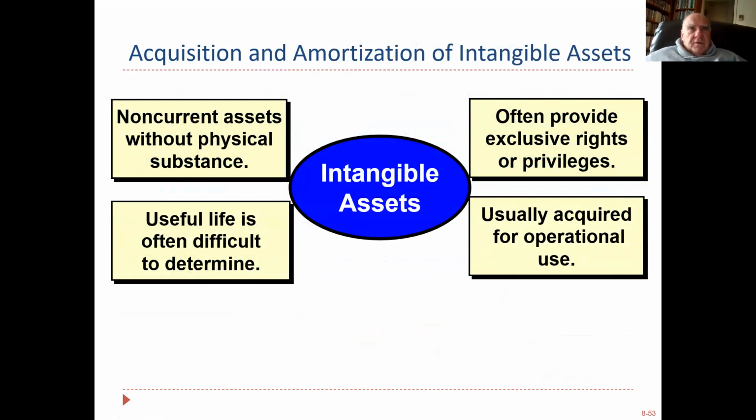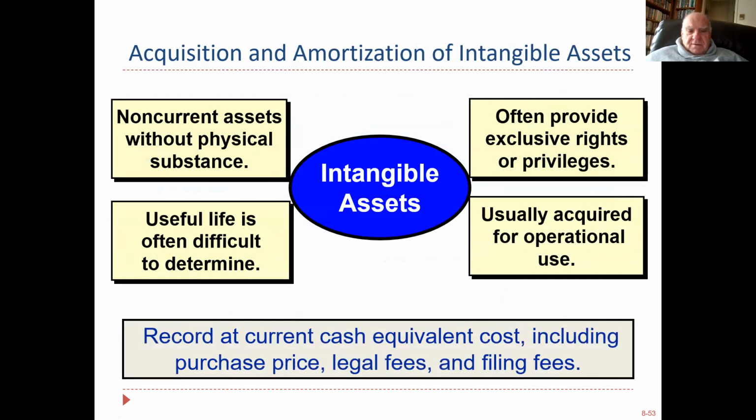And we're getting toward the end here. He's got a couple more things to review. The acquisition and amortization of intangible assets. Intangible assets: non-current assets without physical substance. You can't see them, huh? Sometimes the life is hard to determine. And if we can't do that, we're not going to amortize it. And these assets have value because they provide exclusive rights or privileges to whoever has legal ownership of this intangible asset, usually acquired for operational use.